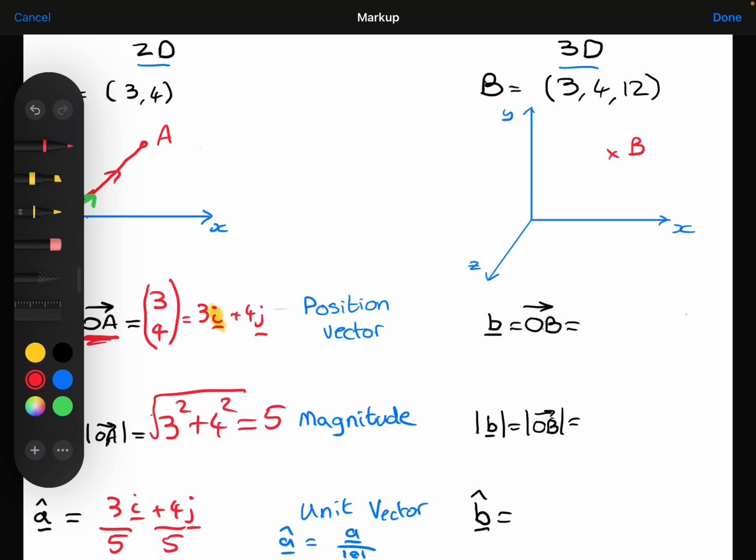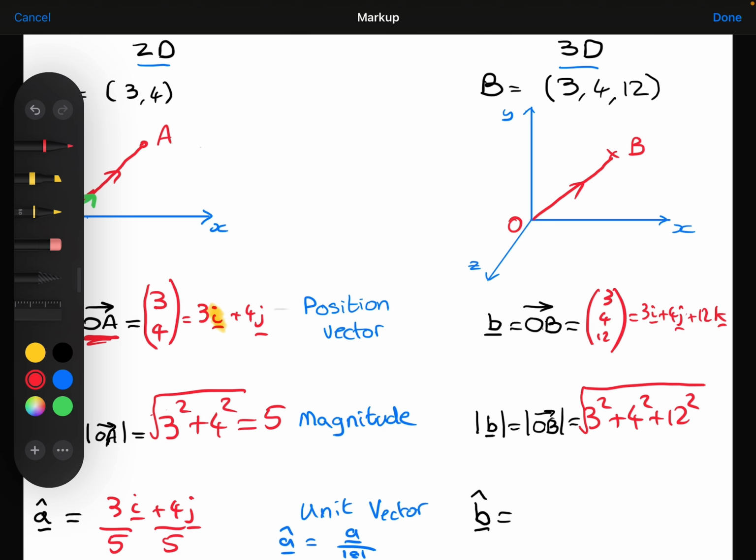There's point B. The position vector of B then, from O to B in column form would look like 3, 4, 12. And in component form would be 3i plus 4j plus 12k, where k is a unit vector in the z direction. To work out the magnitude of that vector, I would do Pythagoras. So 3 squared plus 4 squared plus 12 squared, all square rooted, is 13.